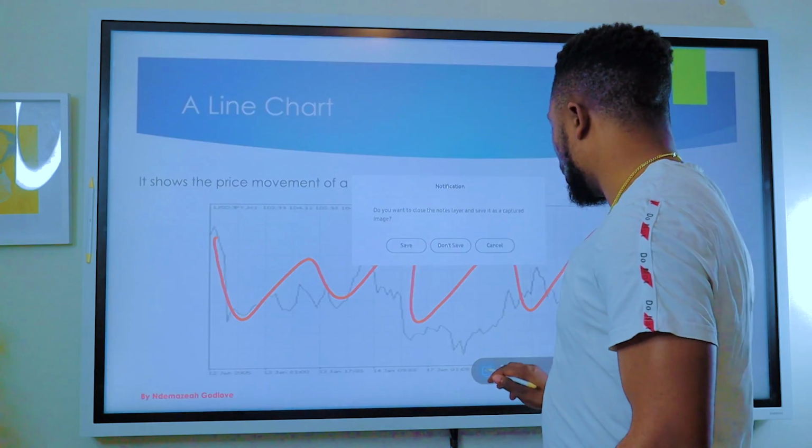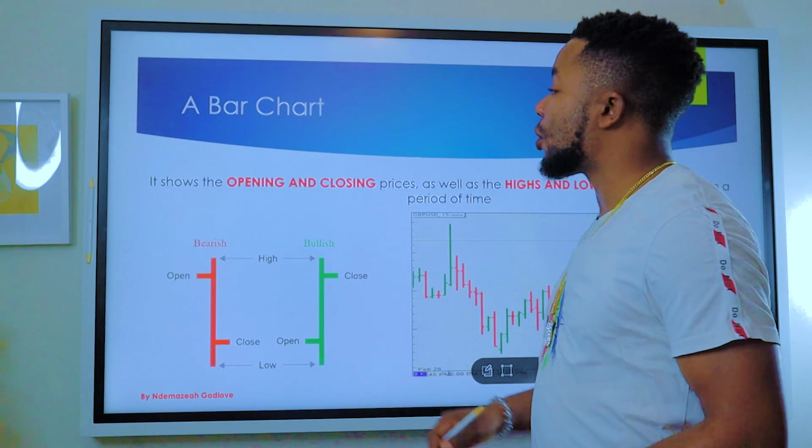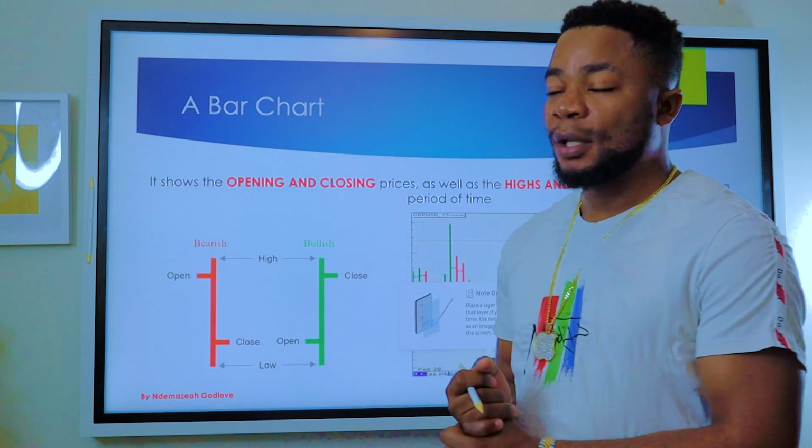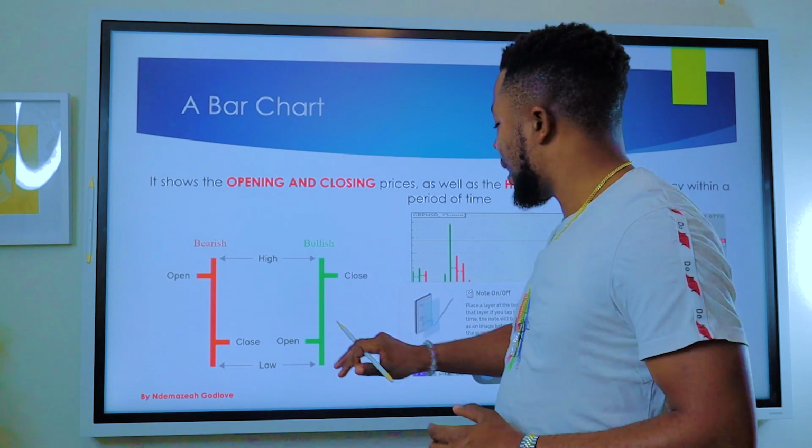After the line chart, we have what we call the bar chart. The bar chart is when things start getting interesting, because with the bar chart you can even see we have some things in red.